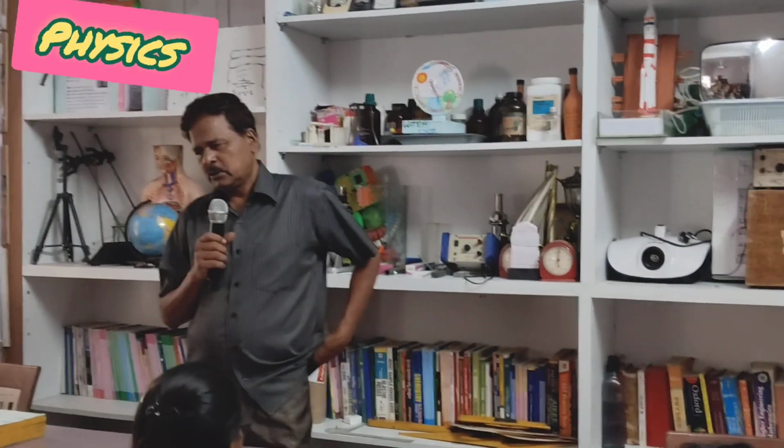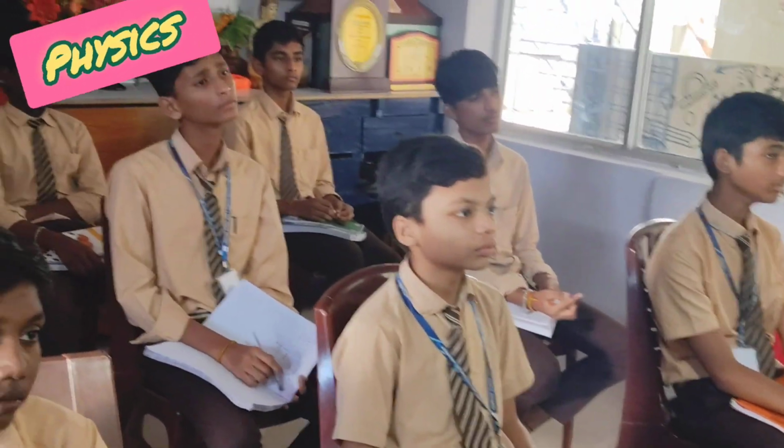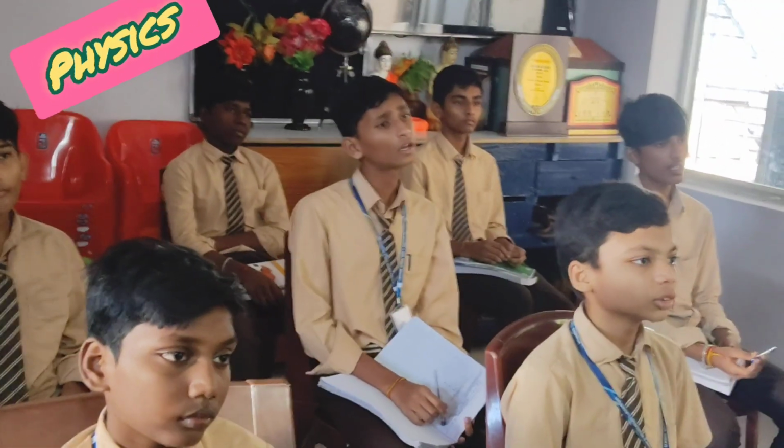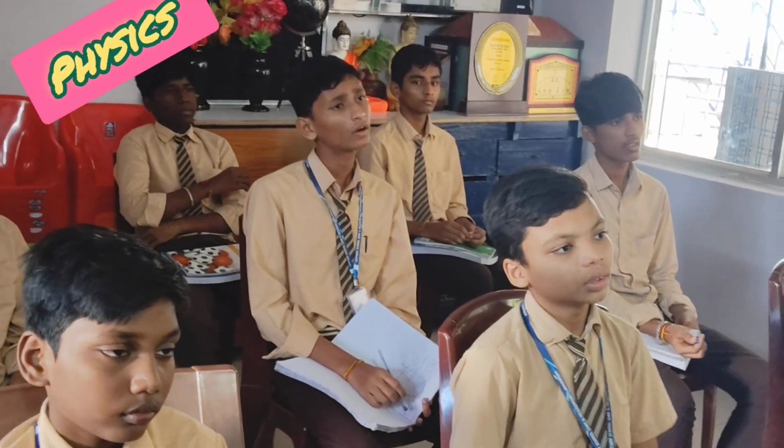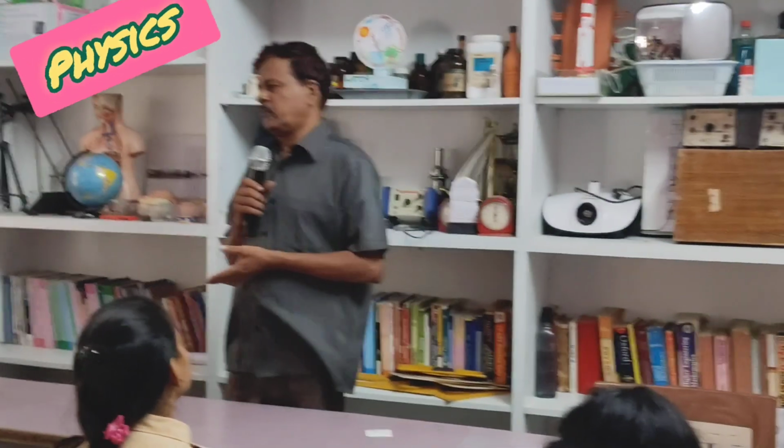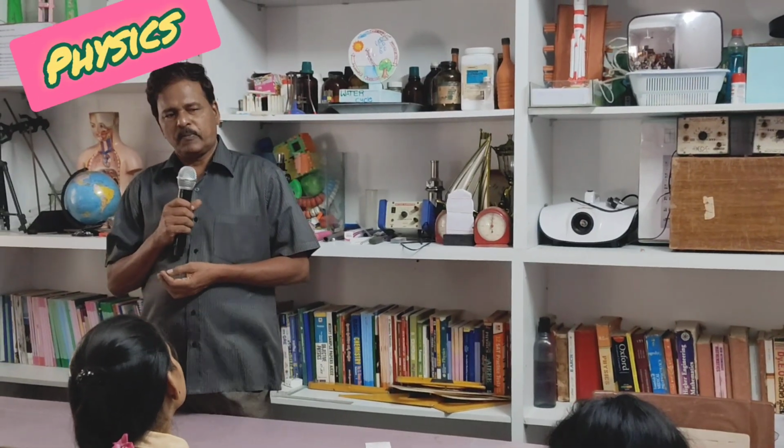Snell was a scientist. He established a relation between the angle of incidence and refraction. Sin I by sin R. The ratio of sin I by sin R is always constant. But sin I is not equal to sin R. As I increases, R increases. But the ratio is always constant. That constant is nothing but the refractive index.